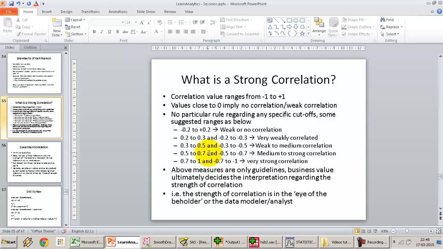It ultimately depends on the business value that the correlation is implying. So the strength of the correlation is in the eye of the beholder, or more importantly, what the data analyst considers to be strong or weak. In some cases, even a correlation of 0.2 can be considered strong. In other cases, a correlation of 0.75 can be considered weak. It all depends on the situation. There's no rule regarding that. But anything close to 0 is a weak correlation. So moving on.